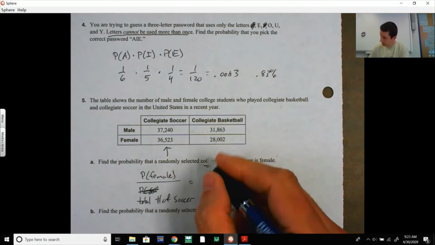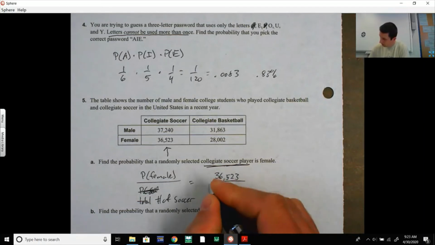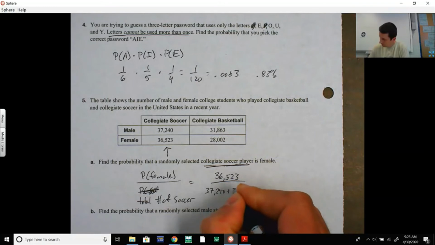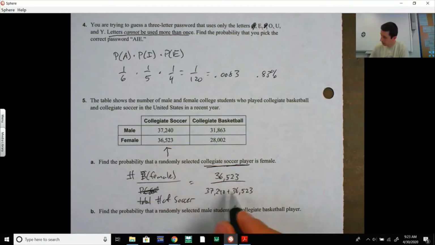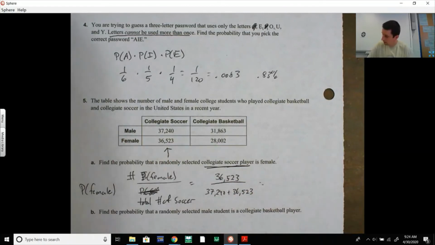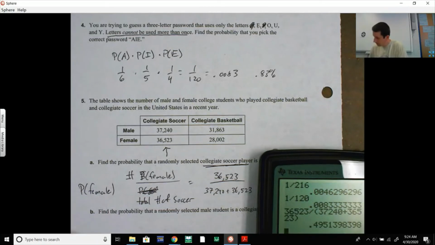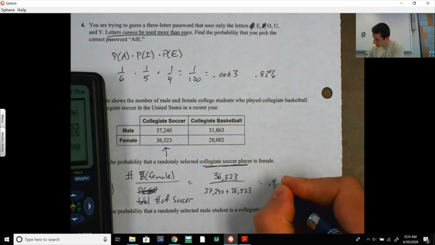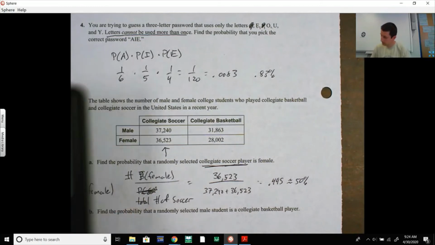So we need the number of female, which is 36,523 over 37,240 plus 36,523. That's your total. So we need the number of female over the total number. I should set it up this way. So we're going to go 36,523 divided by parenthesis 37,240 plus 36,523. And it's about 50% chance. And they're pretty close to each other, so you know it should be about 50% chance.